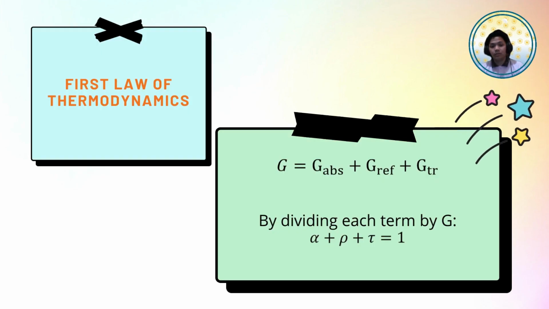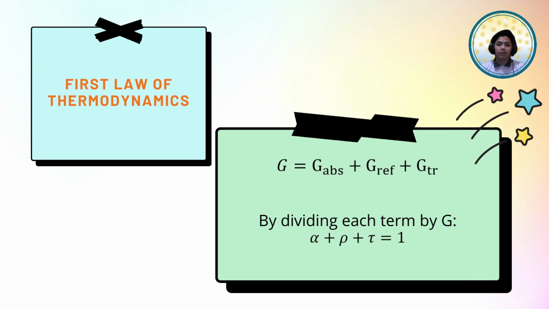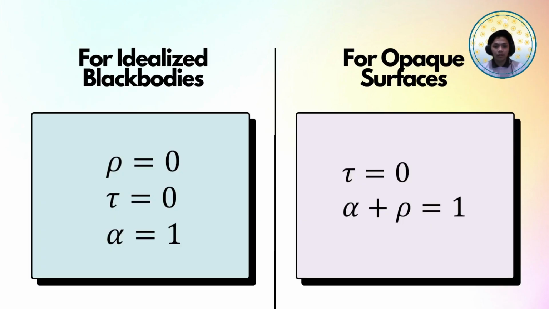According to the first law of thermodynamics, the sum of the absorbed, reflected, and transmitted radiation must be equal to the incident radiation. By applying this law, we will arrive at this formula. Now, by dividing each term by G, the equation will become alpha plus rho plus tau equals 1, where alpha is the absorptivity, rho is the reflectivity, and tau is the transmissivity.